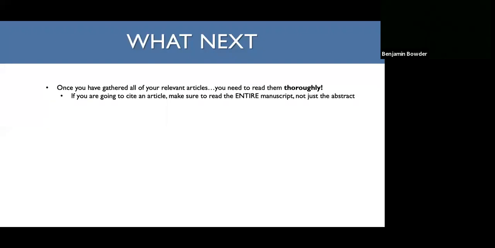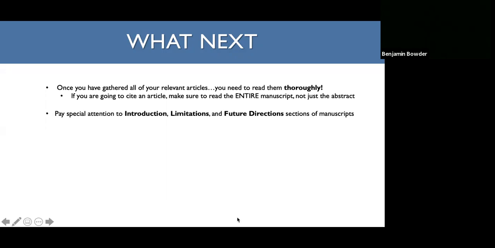So now that we've talked about a lot of the different ways to do a literature search and two databases to perform them in, where do you go from here? So once you've gathered all your relevant articles, you really need to read them thoroughly. If you're going to cite an article, you must make sure to read the entire manuscript and not just the abstract. And you want to pay special attention to the introduction, limitations, and future directions when you're designing a research project.